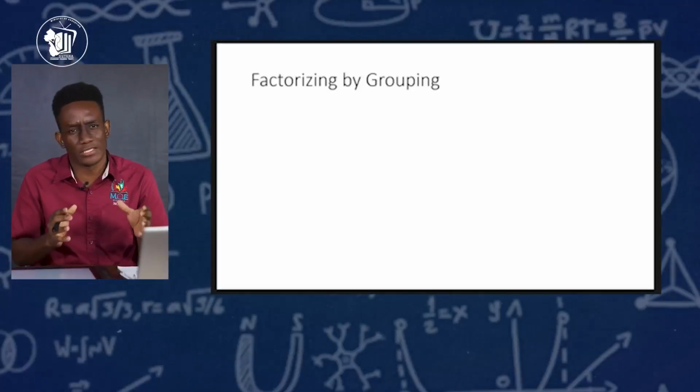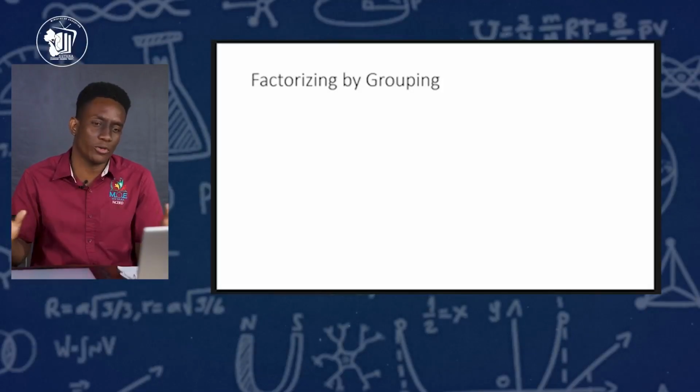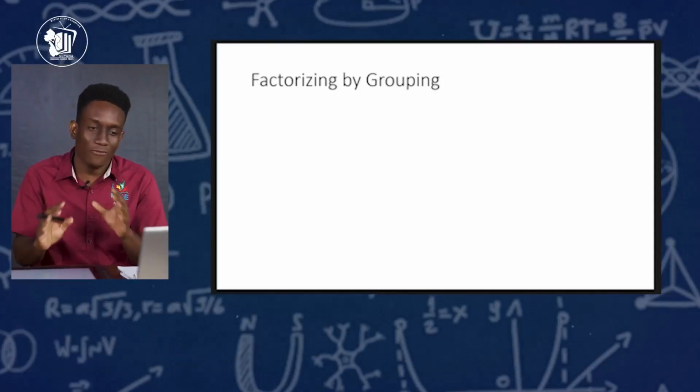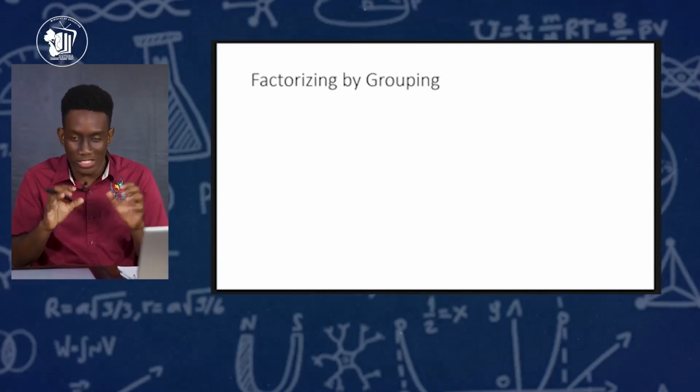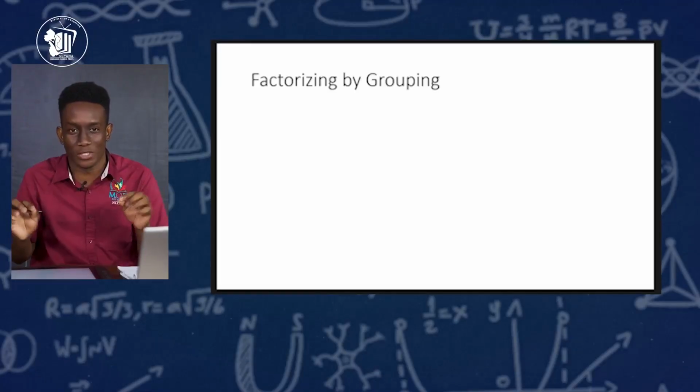So let's look at another way of factorizing. Factorizing by grouping. Sometimes you may come across an expression with 4 terms. When we have 4 terms, we must use this way of factorization, which is by grouping. So we have the expression 2xy plus 4x plus 3y plus 6. We have 4 terms and we're asked to factorize this expression.